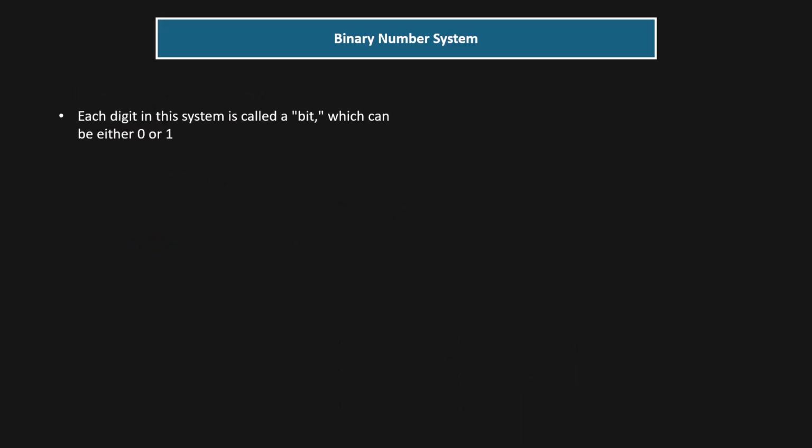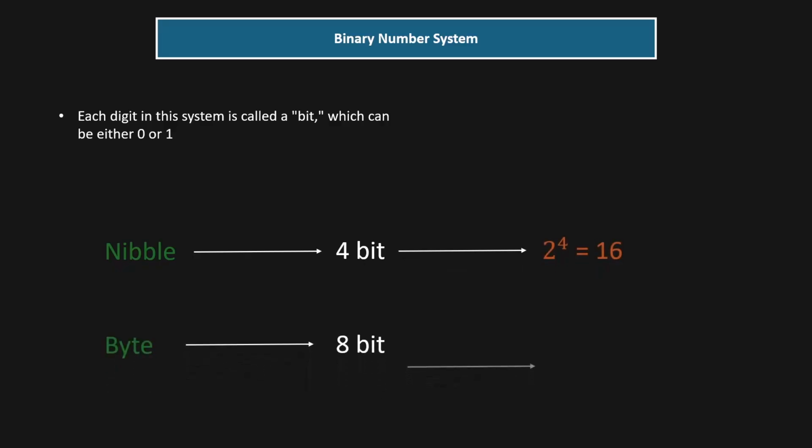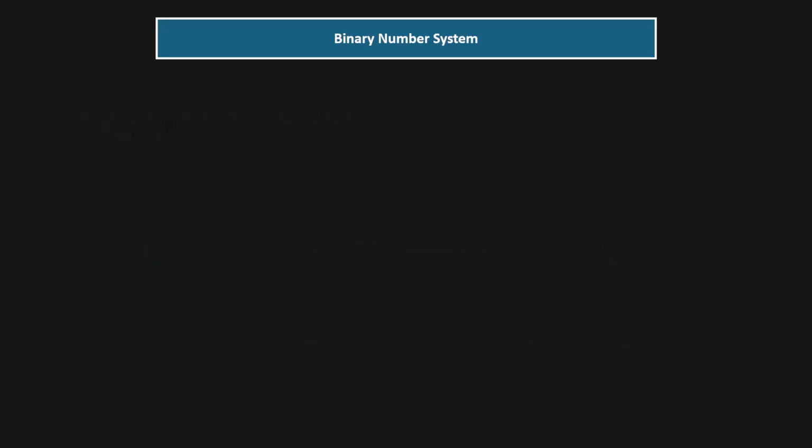Each digit in this system is called a bit, which can be either 0 or 1. Now, we can place several of these bits together to represent more states. For example, placing 4 bits together creates a nibble, which practically covers 16 different states. Also, placing 8 bits together produces a byte, which covers 256 different states. The byte is a more important unit in the binary number system.